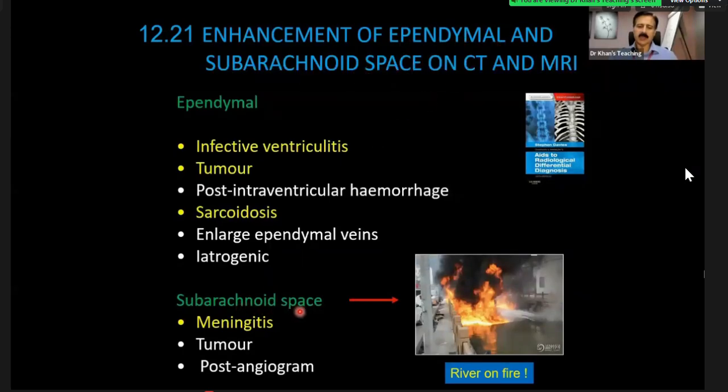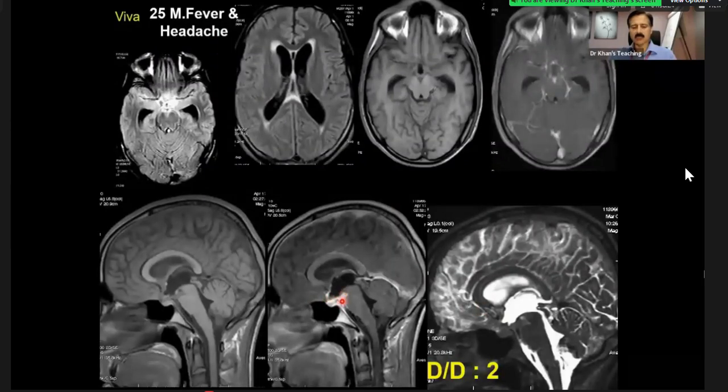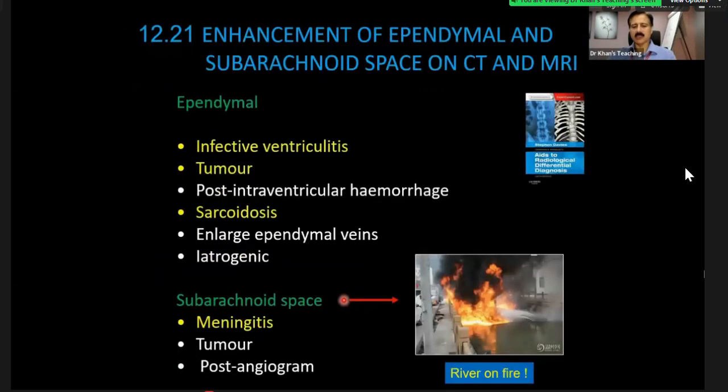So the subarachnoid space, the whole of the space, as in meningitis, I say that it is as if the river is on fire. So what is the river? The river is, as in your case, the suprasellar cistern, and that suprasellar cistern is replaced. There is no water there, no CSF. Instead, there is something else which is on fire. So this is the river on fire sign for me.